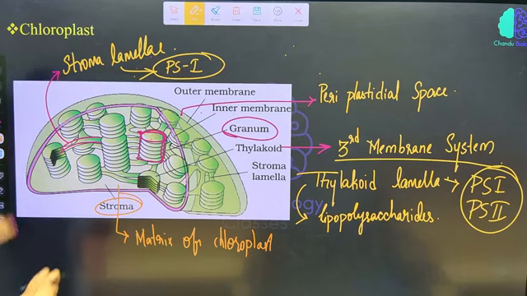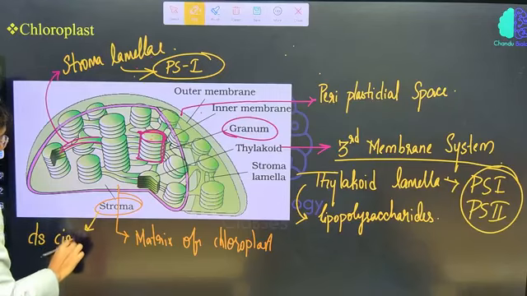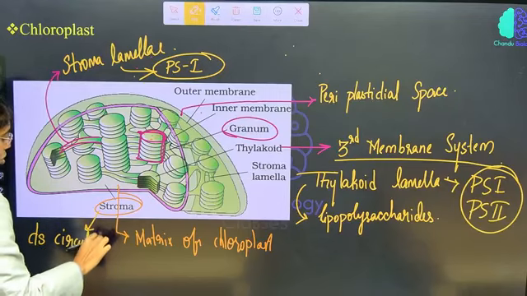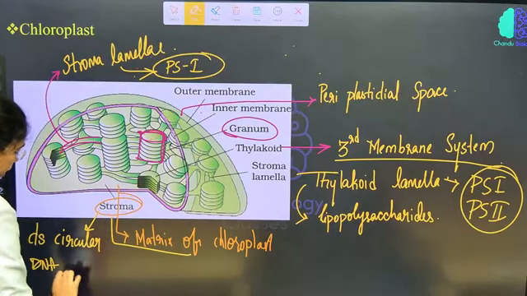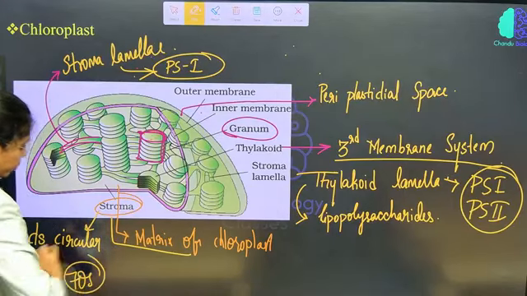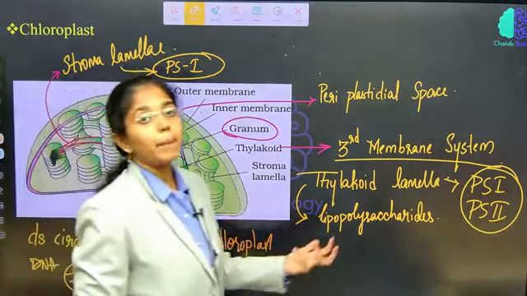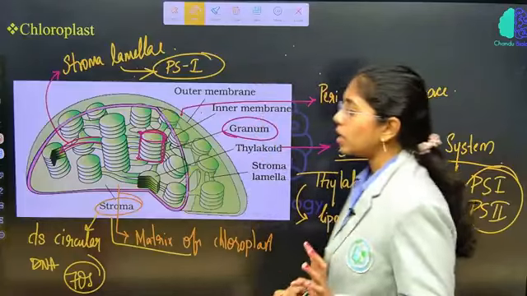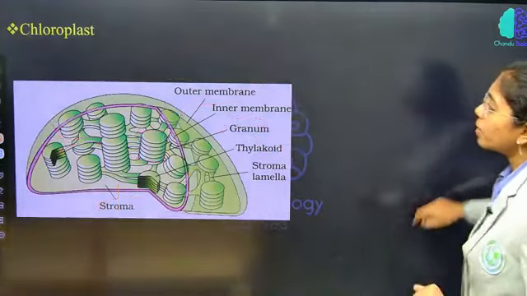Clear till here? And in stroma, what is present? Stroma consists of double-stranded circular DNA, 70S ribosomes, starch granules, and lipid droplets. These are present in the stroma of the chloroplast. Clear, right? This is about the ultrastructure of the chloroplast.